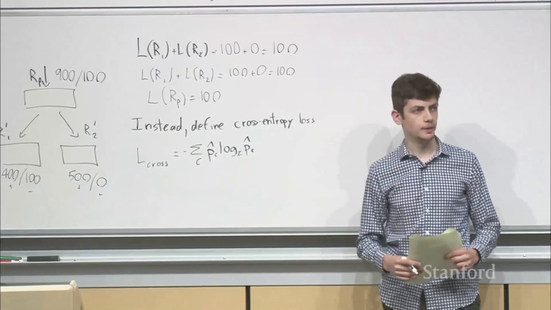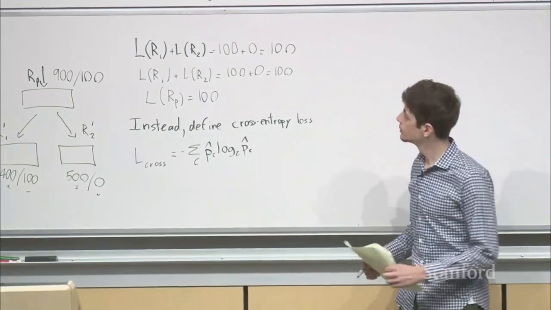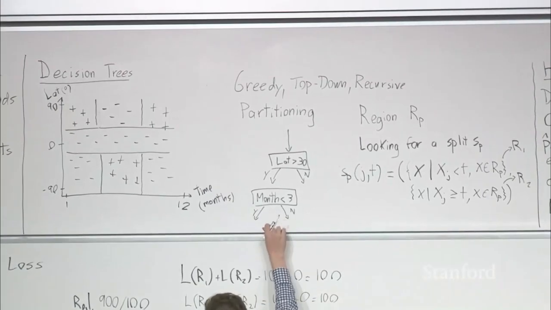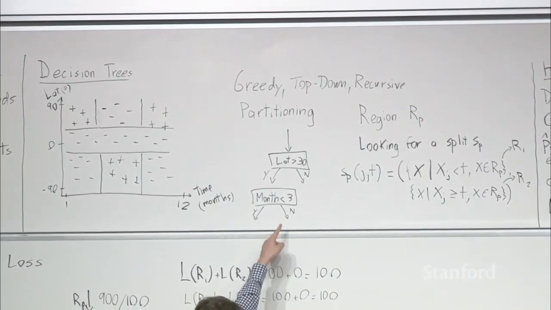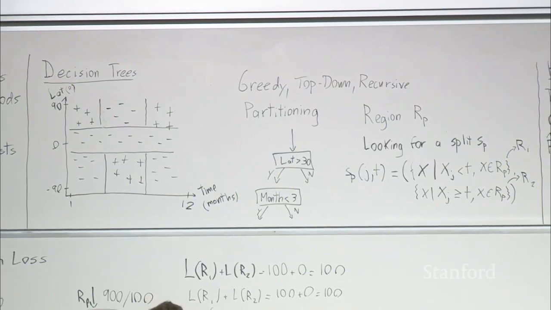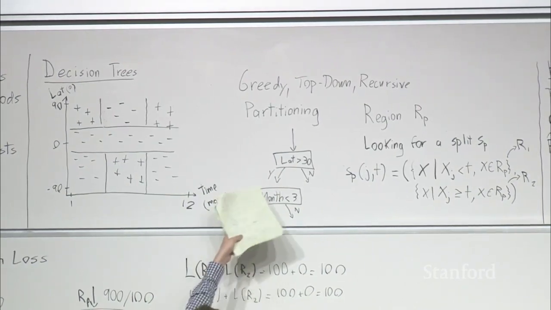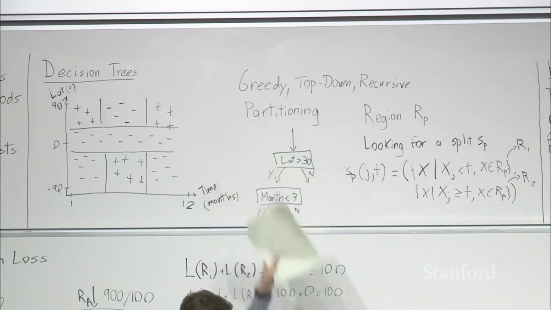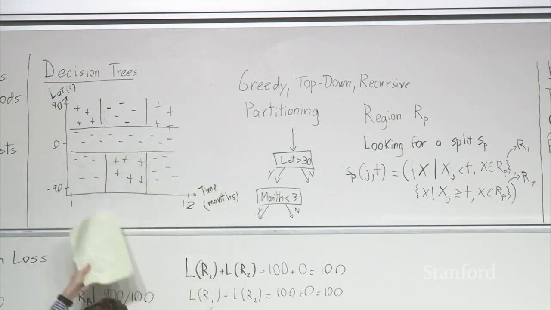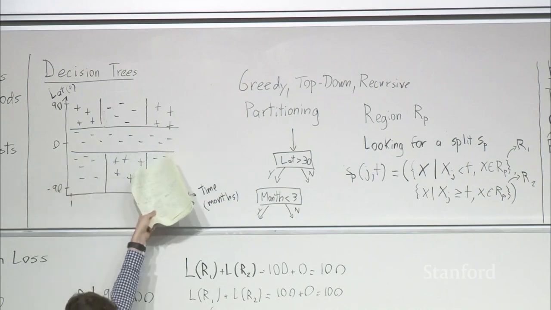The R1, R2 for the parent class? For this case here? Yeah. So say RP was your start region. You could say it's the overall region. And then R1 would be all the points above this latitude 30 line, and R2 would be all the points below the latitude 30 line.